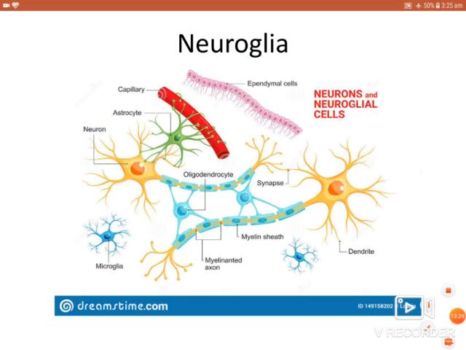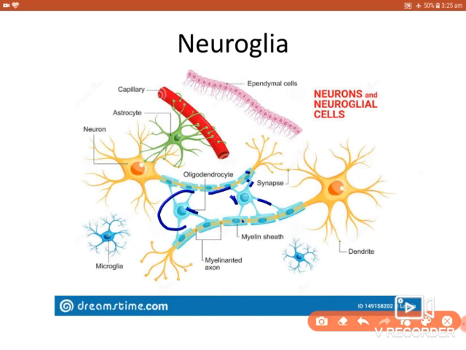Then these are the oligodendrocytes. This is the cell body. Few processes are there, which provide the myelin sheath for the axons in the CNS. Here you can see the myelin sheath, in blue color. These oligodendrocytes enclose several axons, but the Schwann cells encase only one axon.